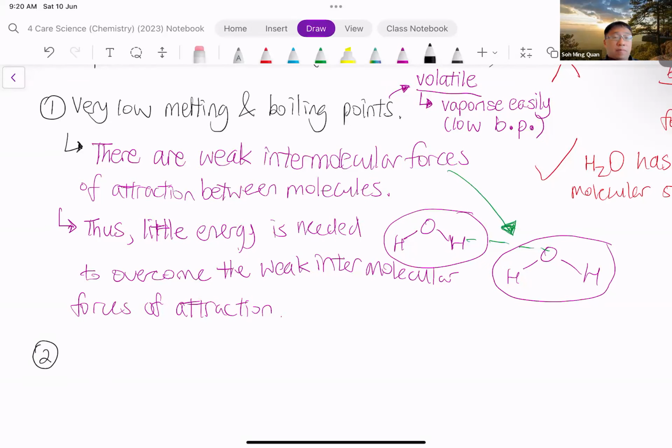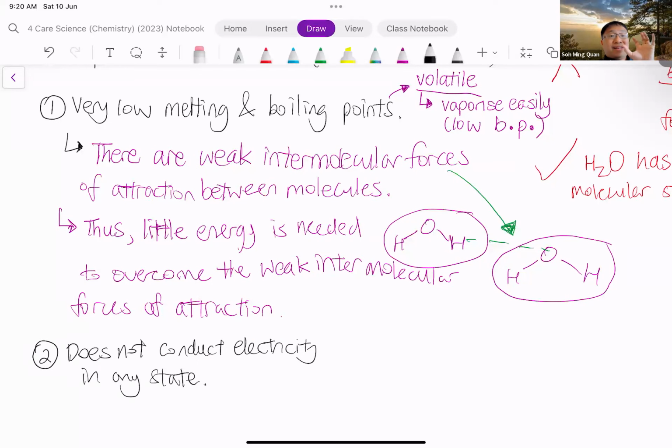The next property that we talked about is always electrical conductivity. So, simple molecular substances do not conduct electricity in any state. So this is different from ionic compounds. Ionic compounds will conduct electricity, okay, in the molten and aqueous state. However, for simple molecular substances, they do not conduct electricity at all, regardless of the state of matter.